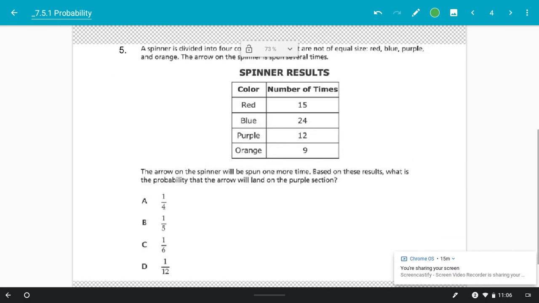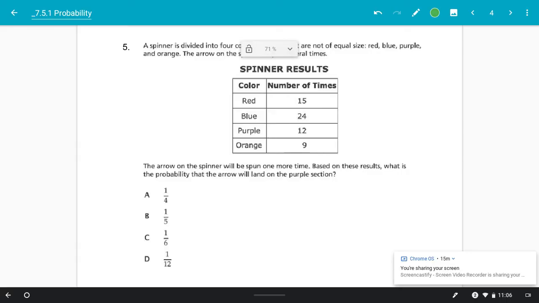All right, for our next one, a spinner is divided into 4 colored sections that are not of equal size. So what's important about that is that means that the probabilities of them occurring are different, right? With my probabilities of rolling a die and landing 1 through 6, those are all equal probabilities because they have the same chance of occurring. But if I have different sizes, then landing on it, there's a more likely chance for one way or the other.